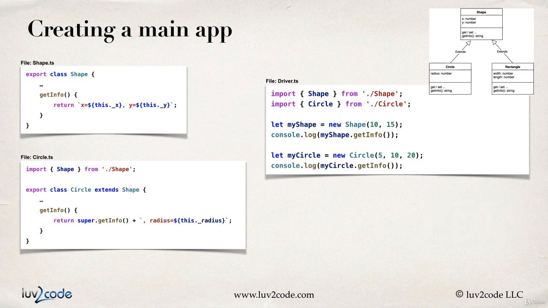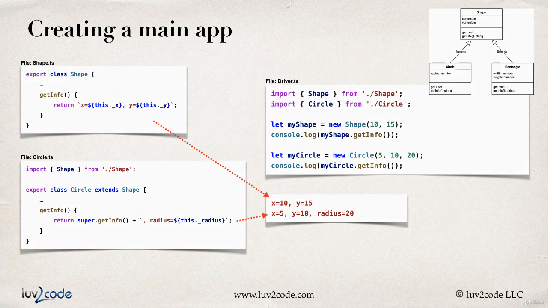When we run this application, this is our given output. The first line is for displaying the shape, and the second line is for displaying the circle. Notice how it makes use of the overridden version of the getInfo method for that given circle.